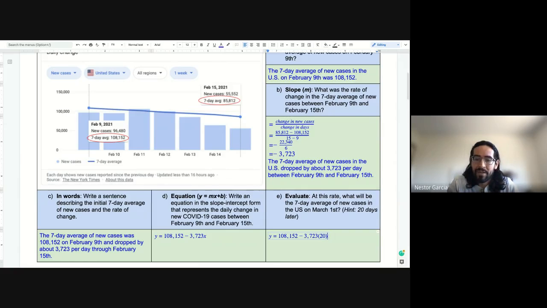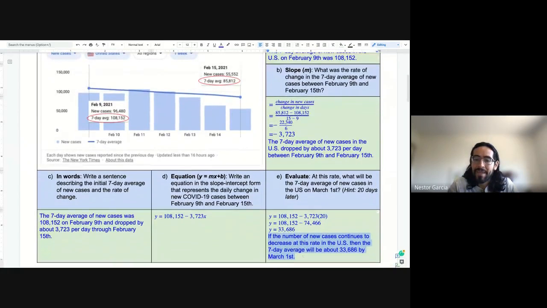Now from here, it's a matter of simplifying. Multiply 20 by this value, and we get 74,466. Now when you subtract this original number of cases by this new value, we go ahead and simplify to get y is equal to 33,686. So what does this mean?